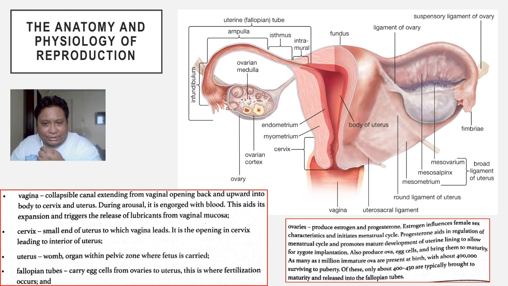And moreover, progesterone promotes the mature development of the uterine lining to allow for zygote implantation. The ovaries also produce the ova, or the egg cells, and bring them to maturity. As many as 1 million immature ova are present at birth, with about 400,000 surviving to puberty. Of these, only about 400 to 450 are typically brought to maturity and released into the fallopian tubes.